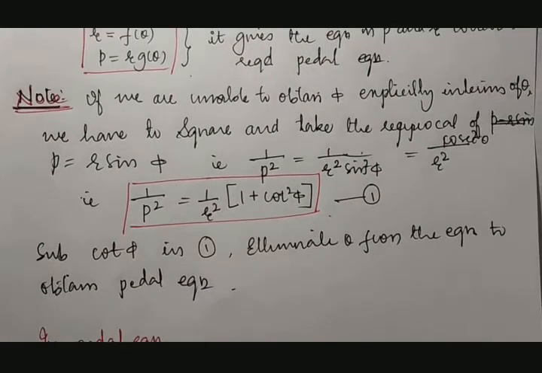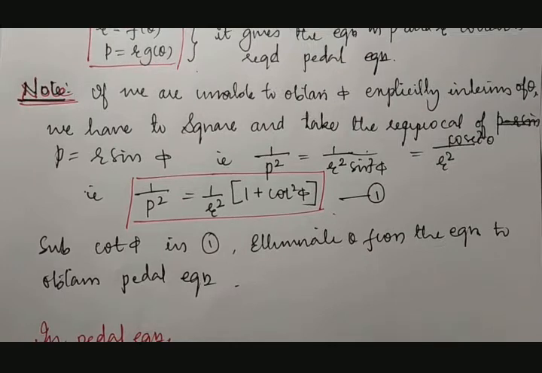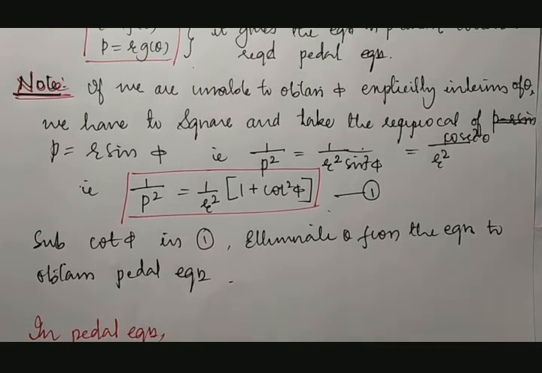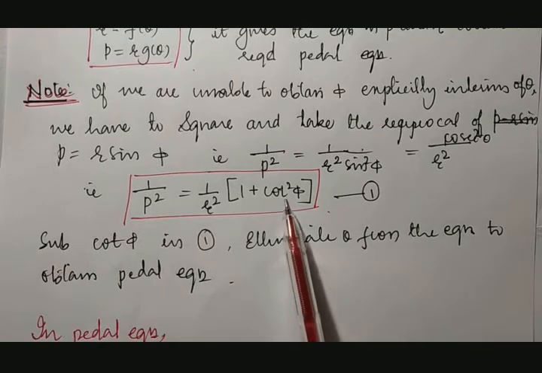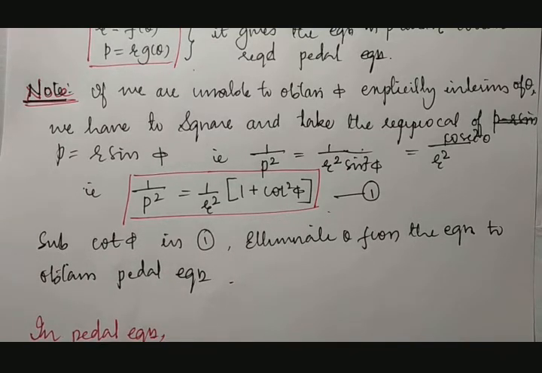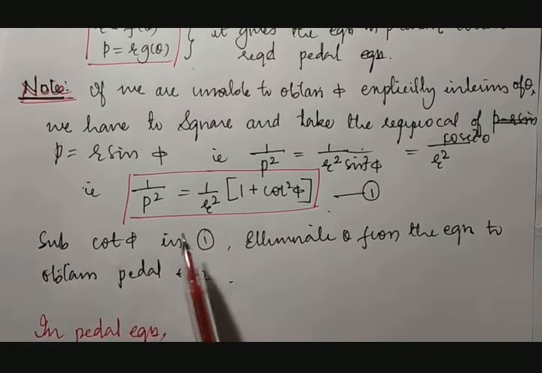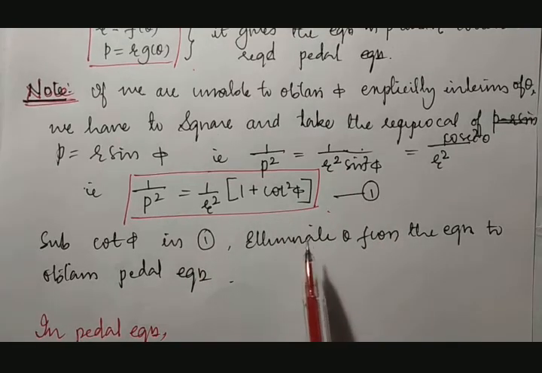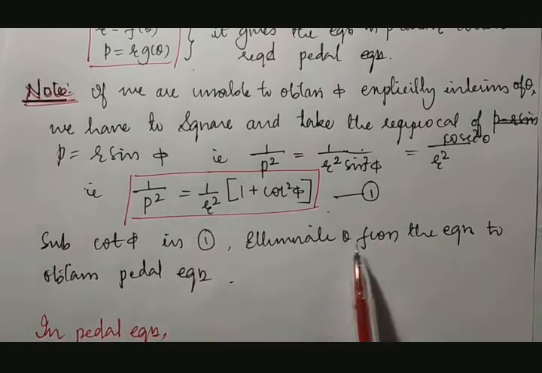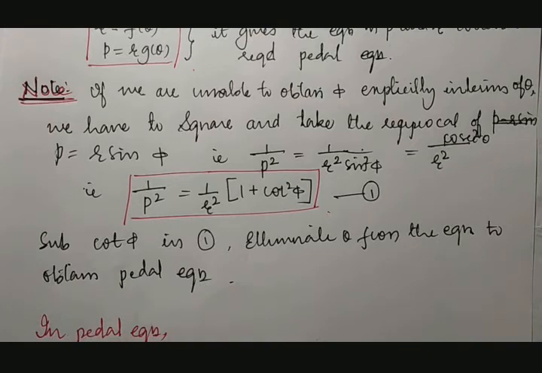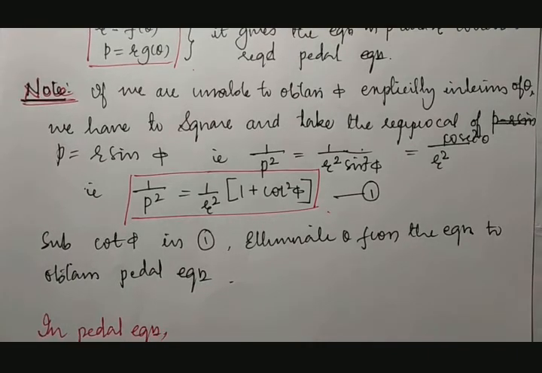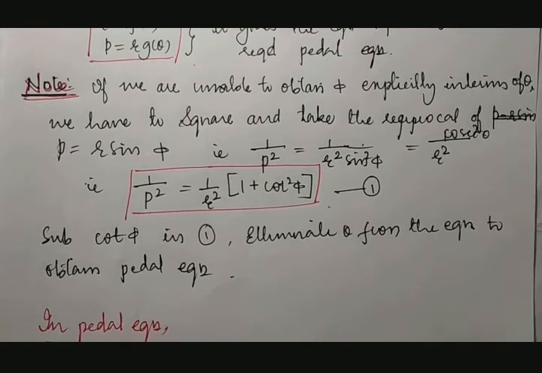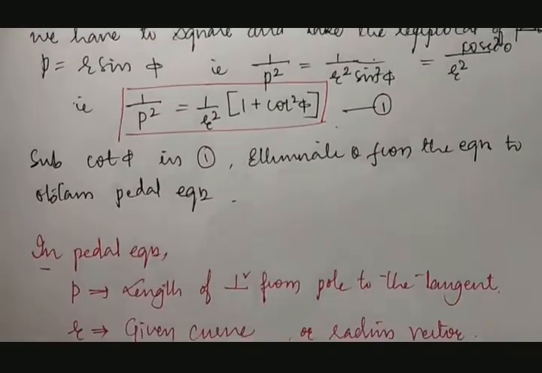Again the same thing, after using this as an expression for a pole to tangent, then we need to substitute the value of cot psi, which we already obtained. So the value of cot psi has to be substituted here. Then we need to eliminate the value of theta from the equation to obtain pedal equation. Fine. So I have taken a few notes here just to understand what it is.